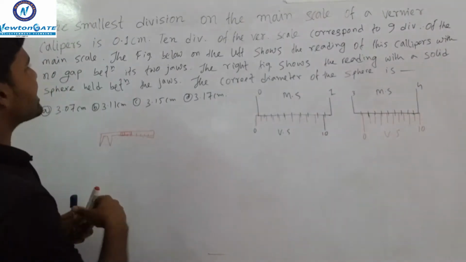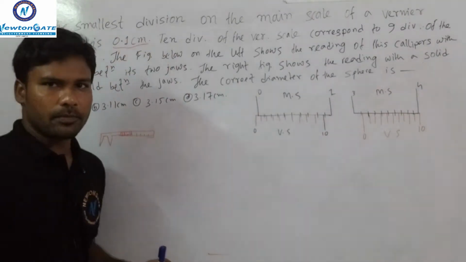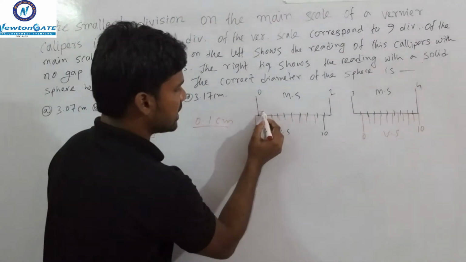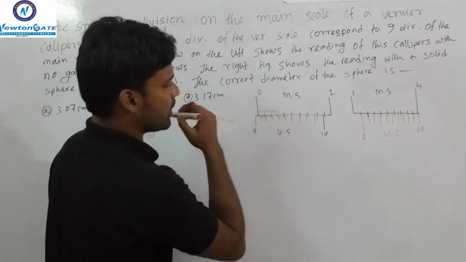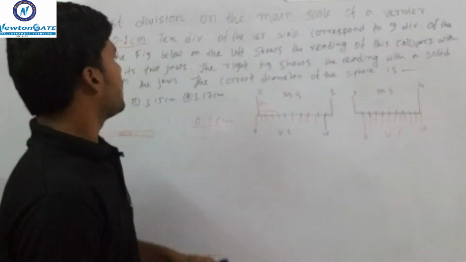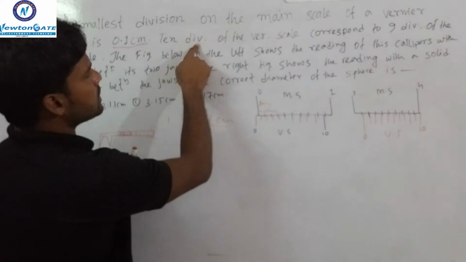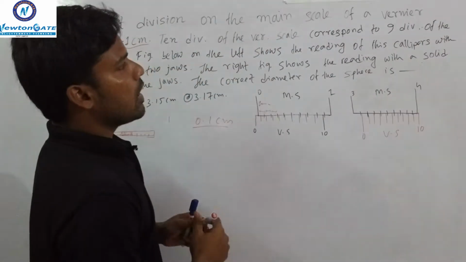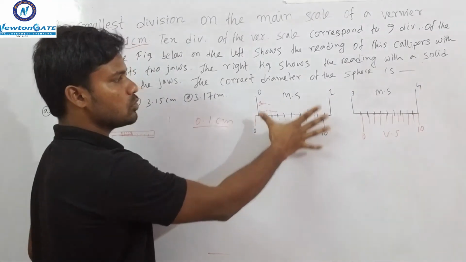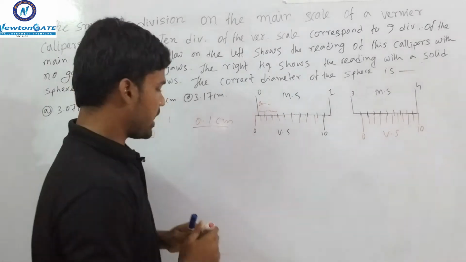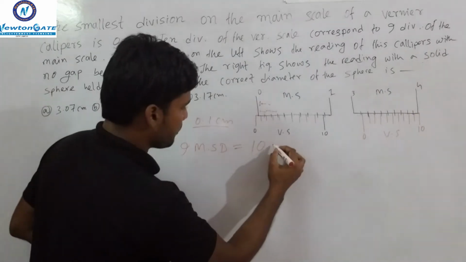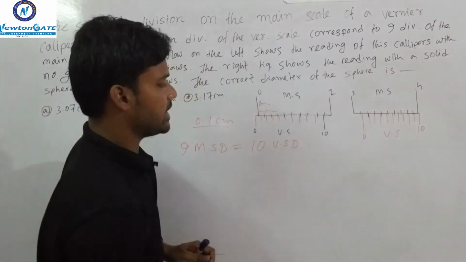So the main scale reading is given here, that is 0.1 centimeter, on the small scale division like this, 0.1, 0.1, 0.1. That means 1 millimeter. This is 1 centimeter, 0 to 1 centimeter. It is given that 10 divisions of the vernier scale correspond to 9 divisions of the main scale. That means 9 MSD, main scale divisions, equals 10 VSD, vernier scale divisions.